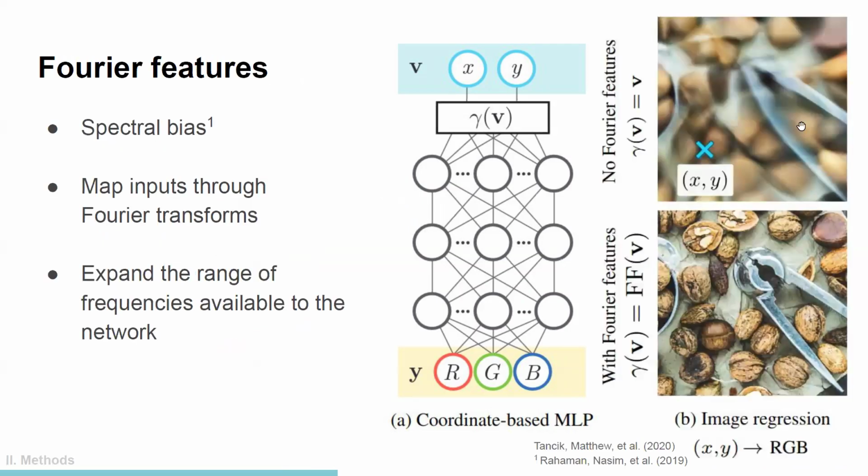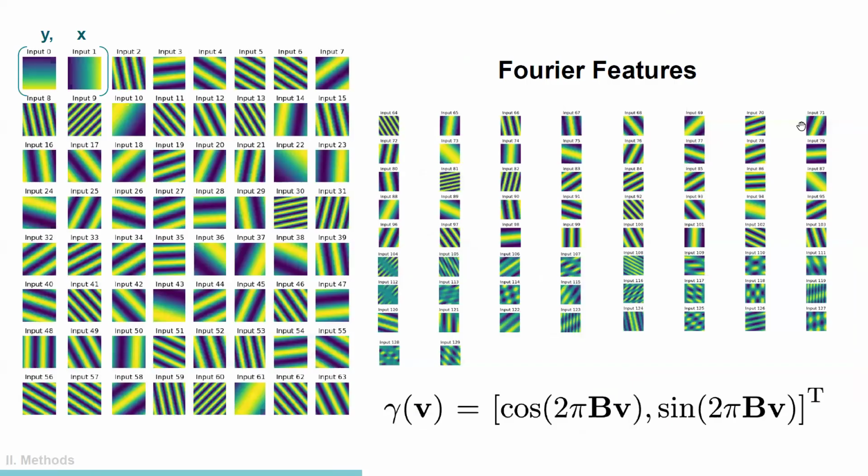And that's usually overcome with something called Fourier features. So the idea here is that you take those X and Y coordinates that we're passing into the CPPN and you transform them with the Fourier transform. And that's able to expand the range of frequencies that are available to these networks, resulting in a higher detail image there. So this is what those features actually look like.